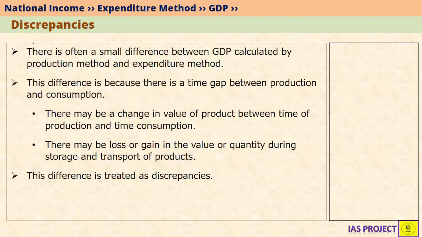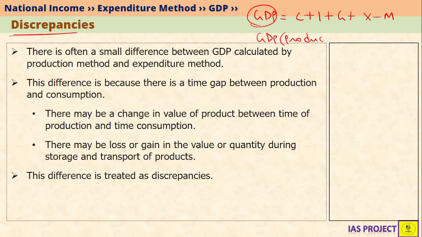Now let's talk about discrepancies. So we have seen that GDP in expenditure method can be written simply like this: C plus I plus G plus X minus M, and this GDP will be different from the GDP which is measured in production method, and the difference we have added as discrepancies. So let's see what discrepancies are. There is often a small difference between GDP calculated by production method and expenditure method.